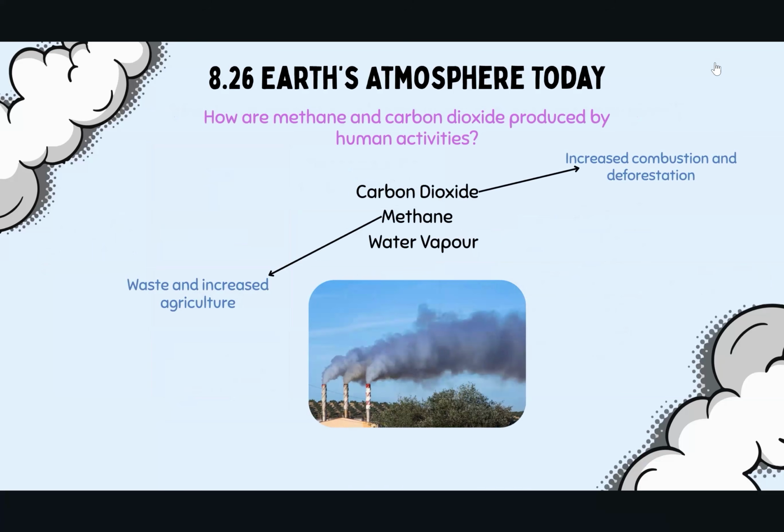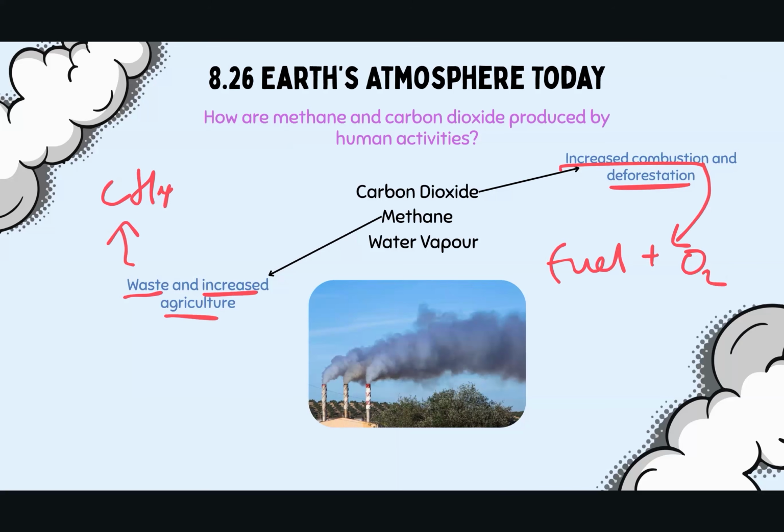Now, why has carbon dioxide increased? Mainly because of increased combustion and deforestation, because we're burning a lot more fossil fuels. Combustion is when we react a fuel with oxygen. And methane has increased because there's a lot more waste and increased agriculture. We throw our waste food away, microorganisms break it down and they release methane, CH4. We've also done a lot of deforestation and replaced it with farms for cows and things like that. So that has led to an increase in methane gas being released.